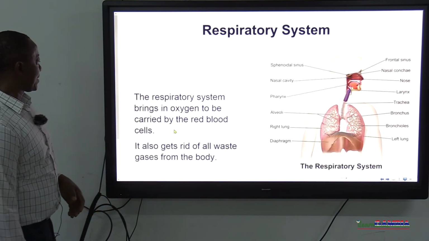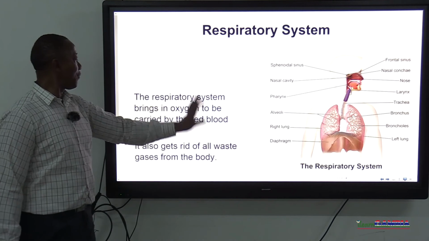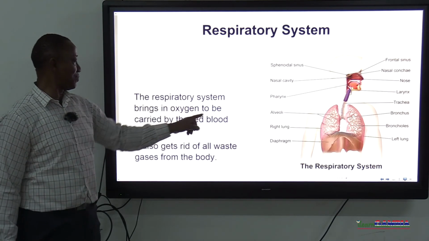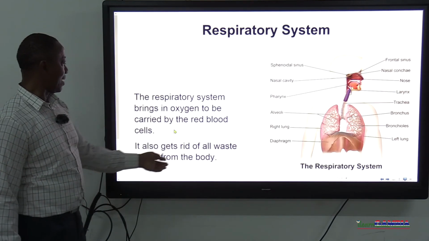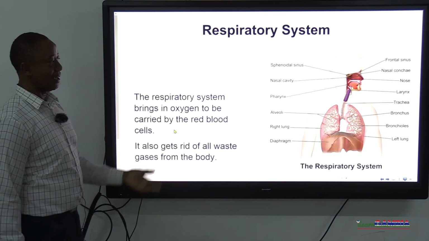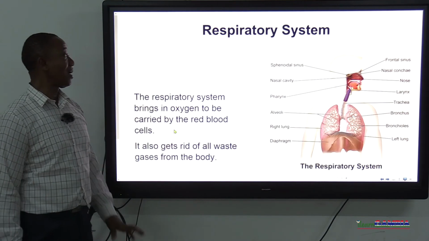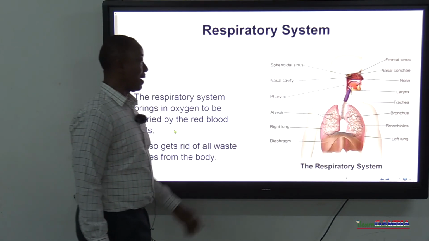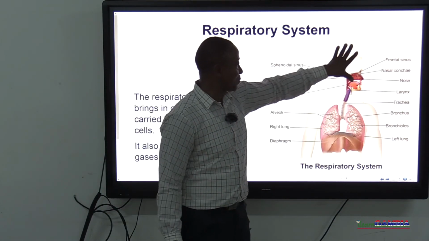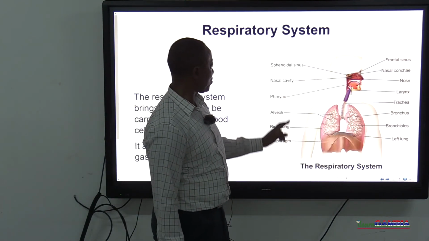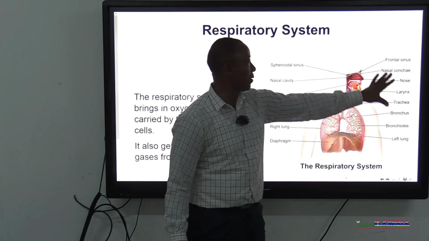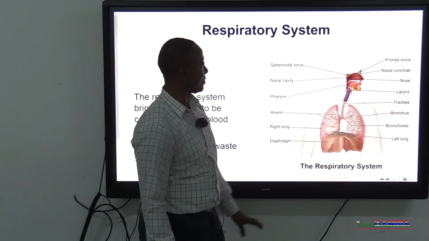The respiratory system's function is mainly to bring oxygen into the body, which is carried by the blood, and also to get rid of the waste produced by respiration. Again, like the other systems, you are expected to know that this is the respiratory system, and you should be able to name all the things that make it up.